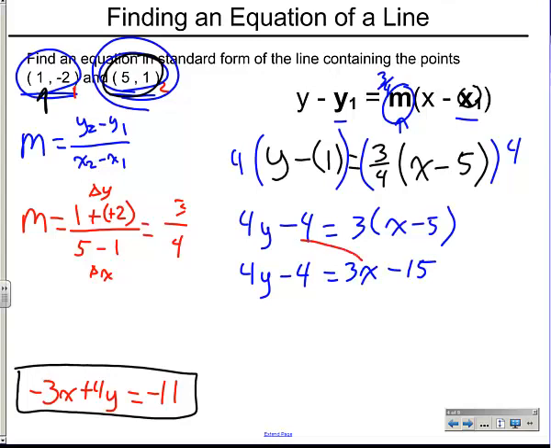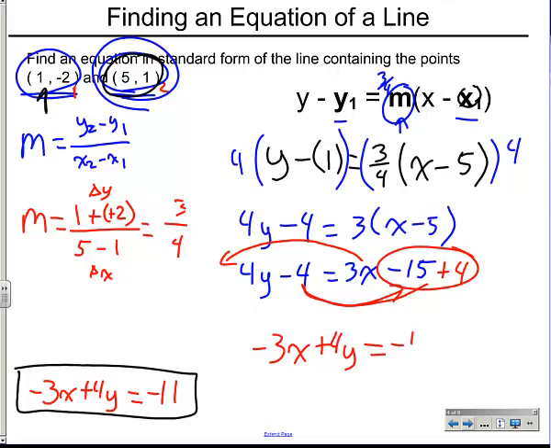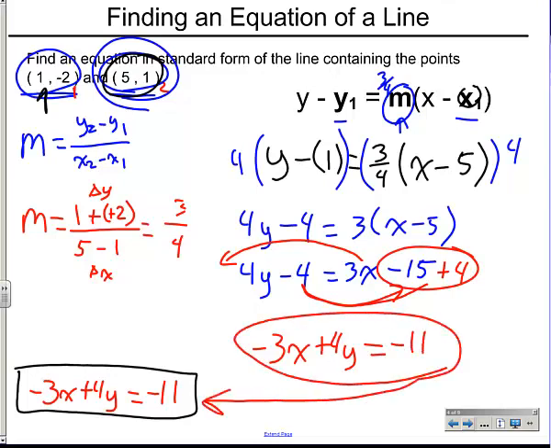I still want to distribute my 3, so 4y minus 4 is equal to 3x minus 15. And I want to move my 3x this way and my minus 4 that way. So when I move the 3x over, I get a negative 3x. I already had a 4y out in front, equals, but when I move this 4 over, it becomes a plus 4. So negative 15 plus 4 is going to leave me with a negative 11. And you can see that this equation here still equals the other equation that we got in standard form.